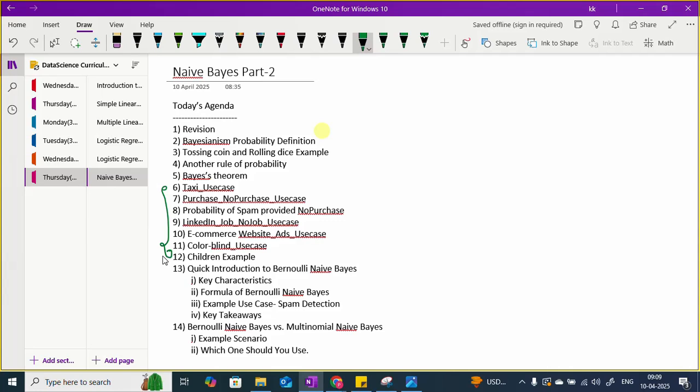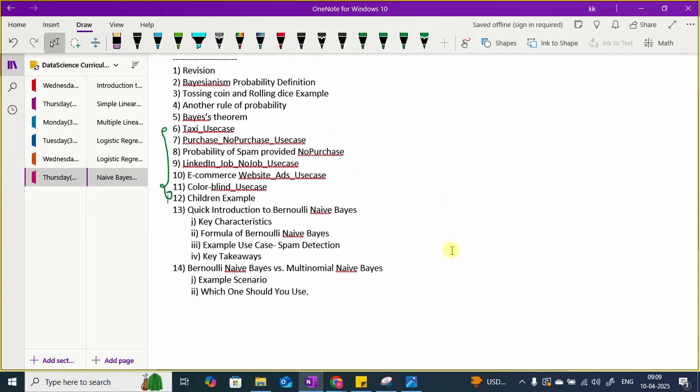What are the different key characteristics? The formula of Bernoulli Naive Bayes. Example use cases, that is spam detection, and key takeaways. Then we'll discuss Bernoulli Naive Bayes versus Multinomial Naive Bayes. Then an example scenario. Then we'll see which one we should use and at what time. So we'll discuss everything as part of today's agenda.